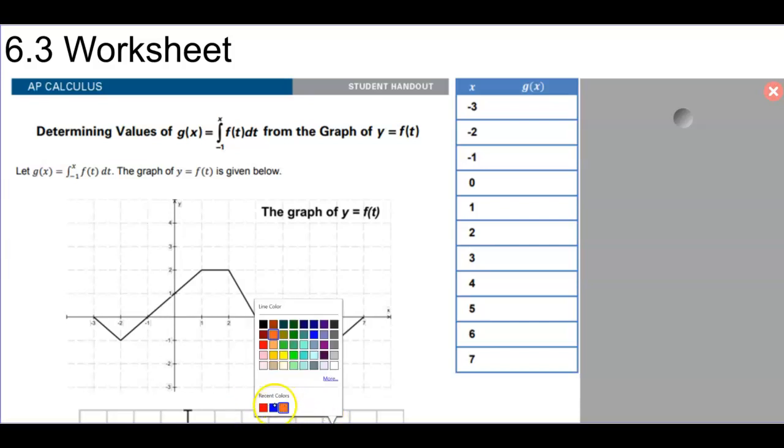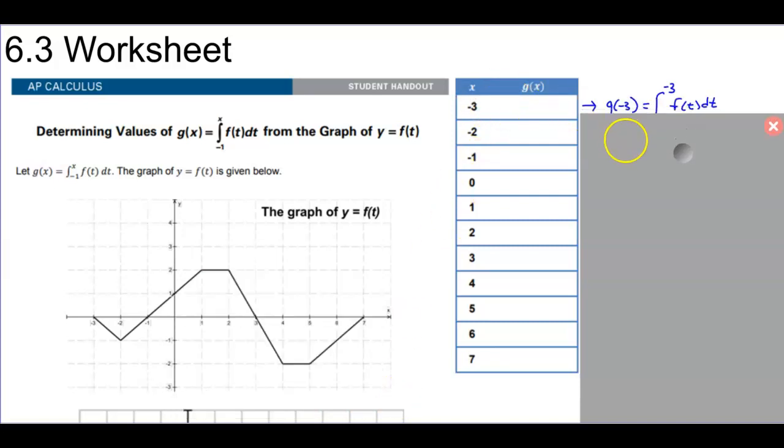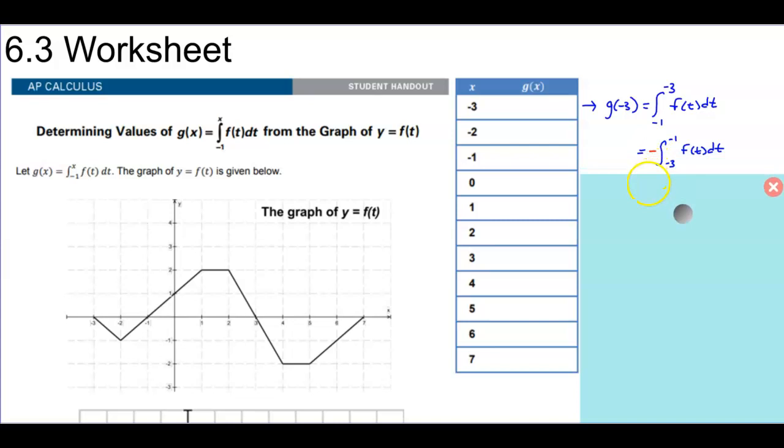Let's start with the value x equals -3. If I want to plug -3 into g of x, then we have the integral from -1 to -3 of f of t dt. One thing I like to do is this: I don't love the fact that my lower limit and upper limit are switched. I like to have the most negative number down below in the lower limit. So we're going to apply that property we talked about the other day. If I flip the limits, they become the opposite sign, and the integral is the opposite value.